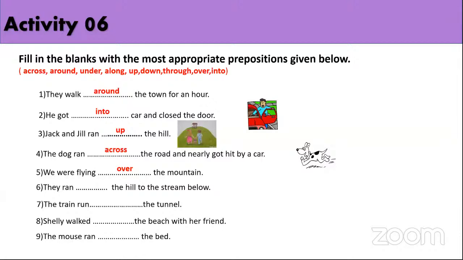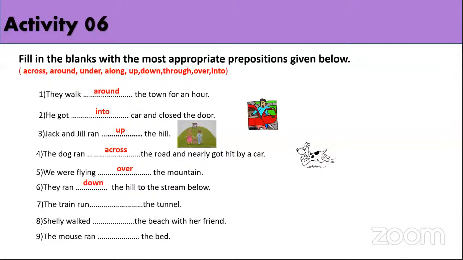As it is a mountain, you think you are climbing up. But look to the verb given. Look at the verb. We were flying. So there you have flying over. Flying over the mountain.